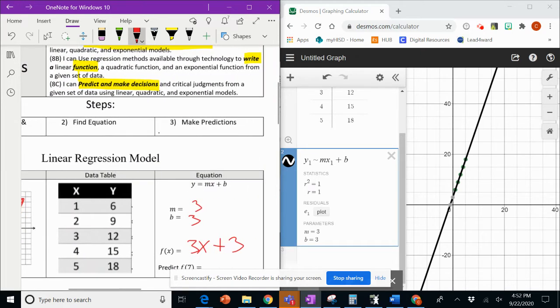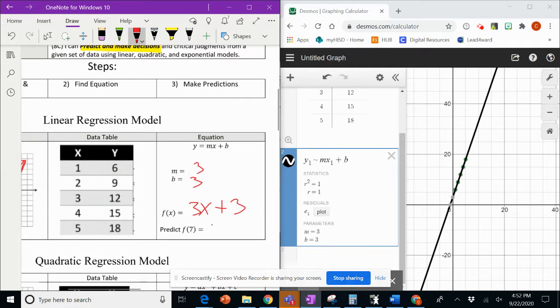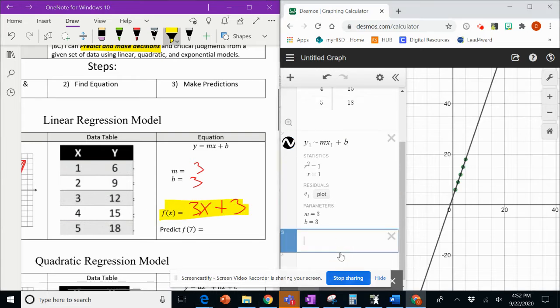Our last step is to make a prediction. So to do that, this equation we see here, we are going to type this equation here into the third box.